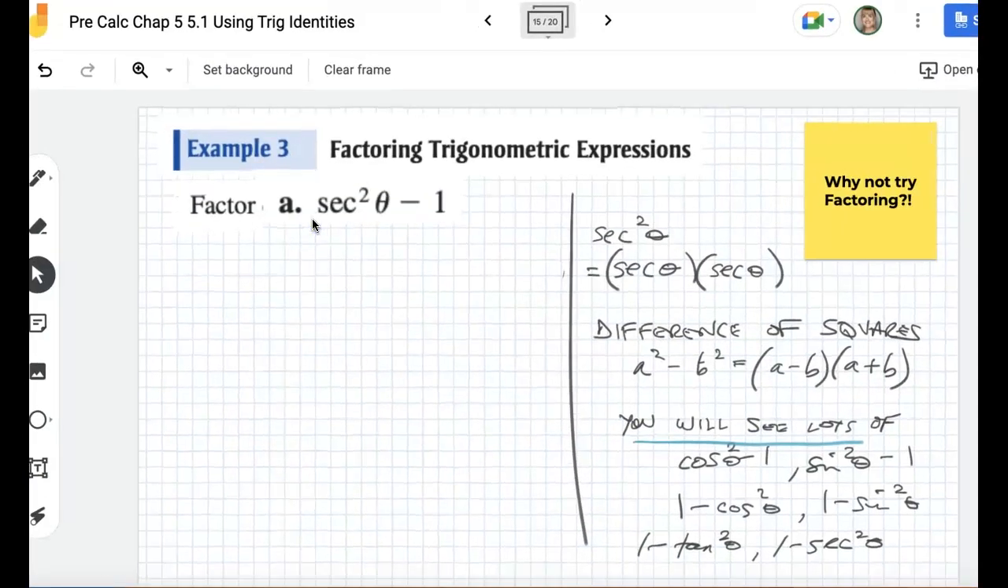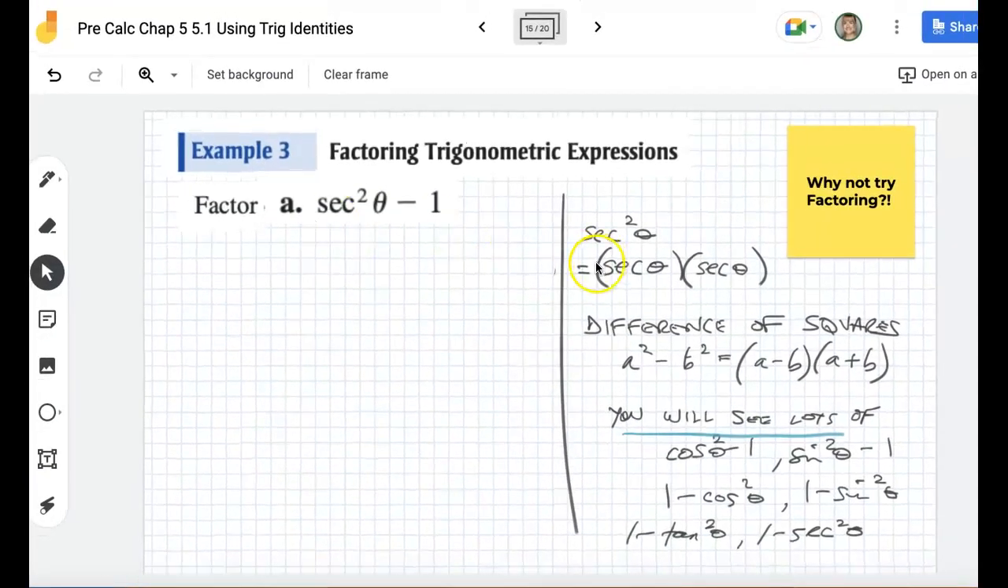Okay, welcome. This will wrap up our series on trig identities. Hopefully you've memorized all 23 of those trig identities. If not, you've got some work to do there.